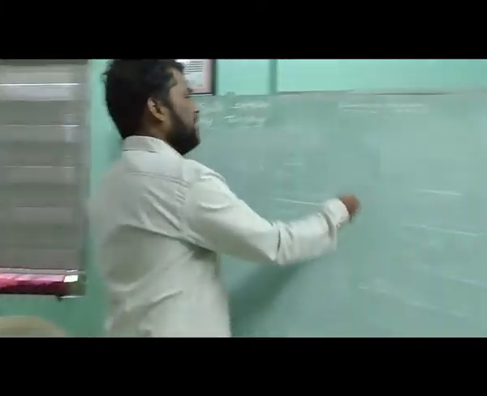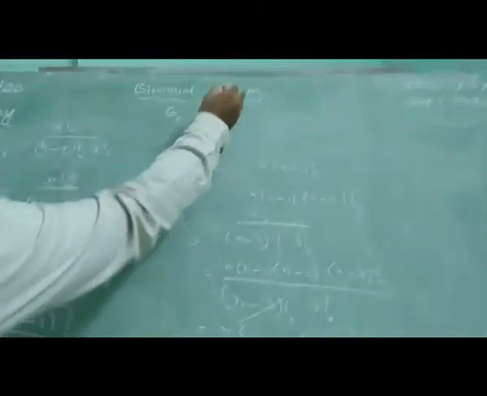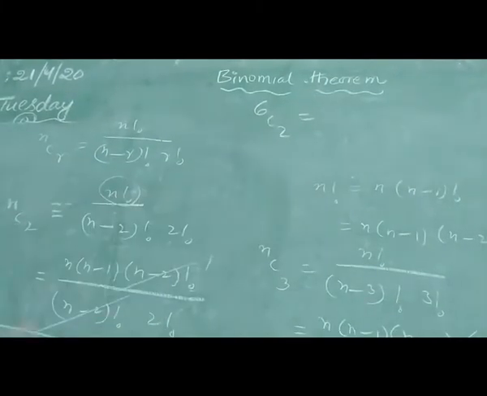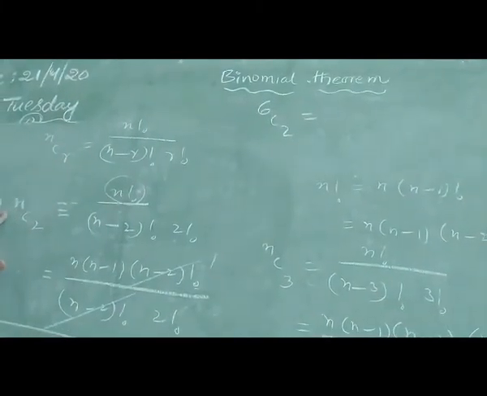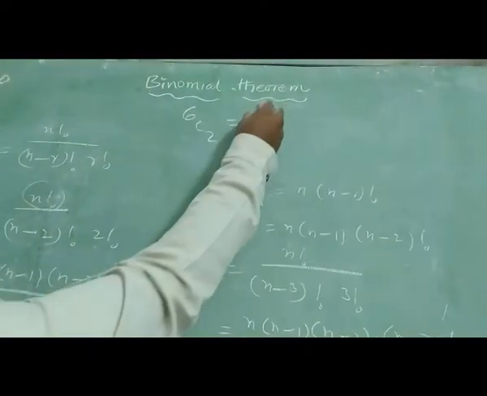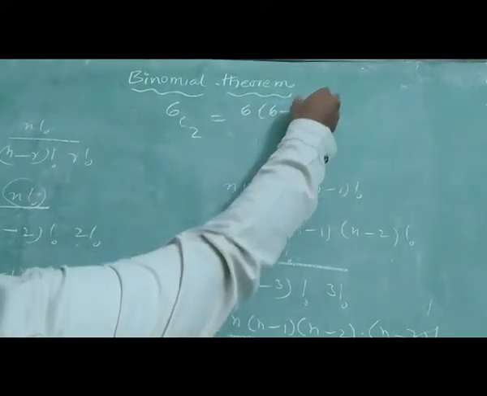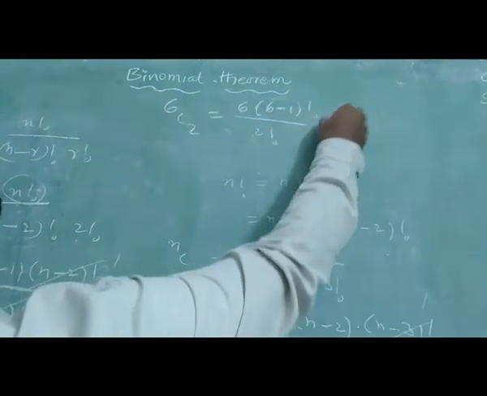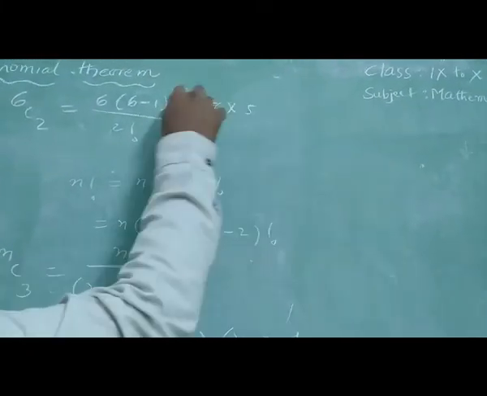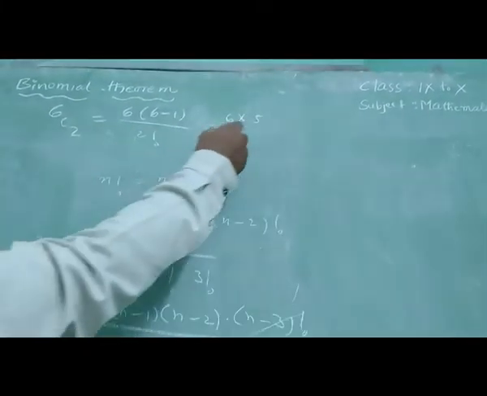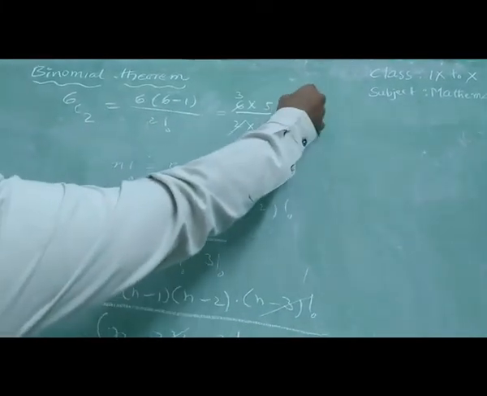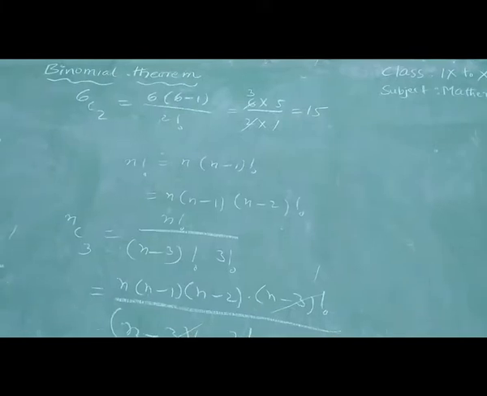Suppose you want to find 6C2 now, no need to use the earlier formula. Directly use the nC2 formula. So nC2 is equal to n into n minus 1 by 2 factorial. So it can be written as 6 into 6 minus 1 by 2 factorial. So 6 into 5 by 2 into 1. 3 5s are 15.